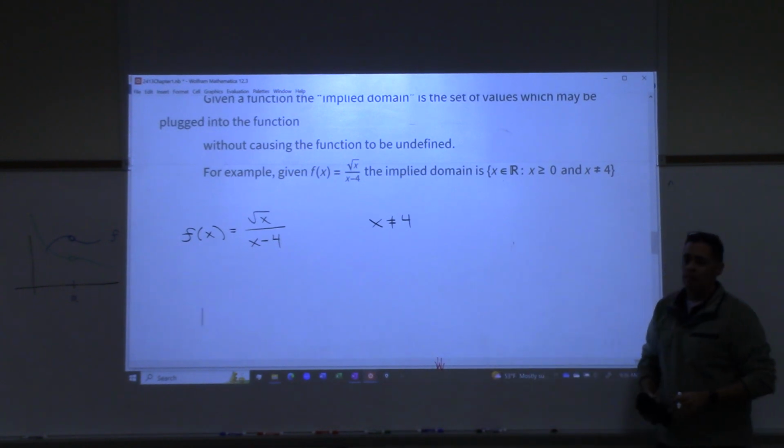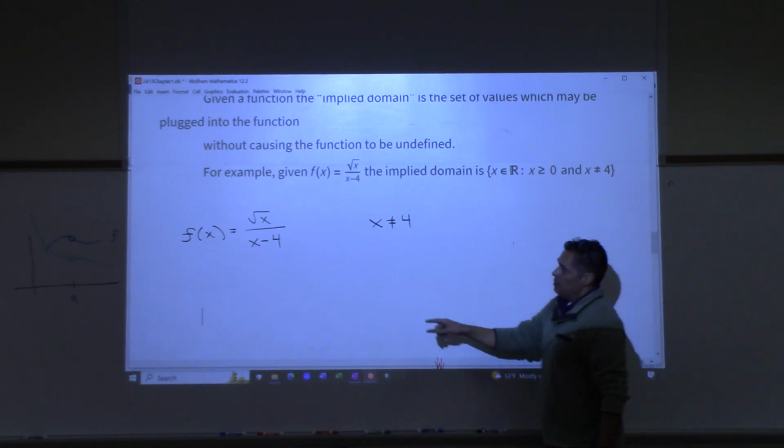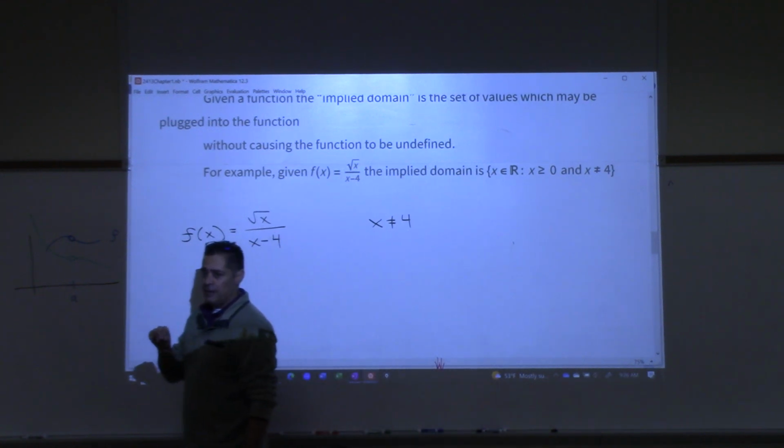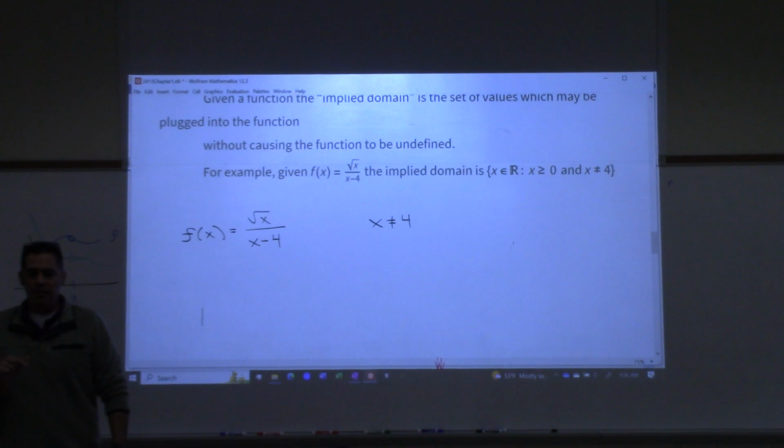All right, that's one thing we know. And then what else do we know? Well, we have a square root, don't we? And you can't take a square root of a negative number. Can you take the square root of 0?